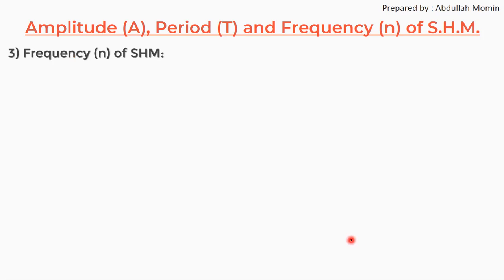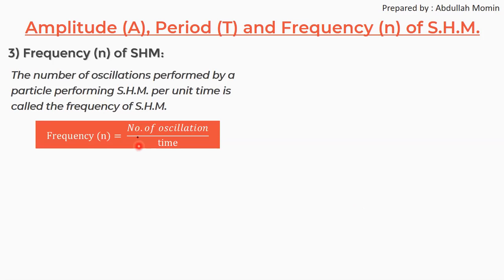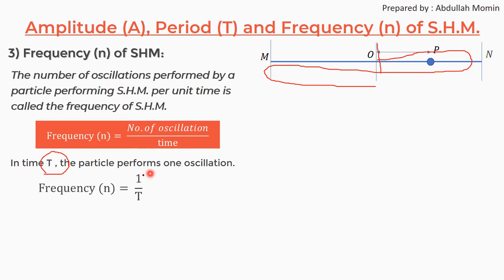Now the frequency of SHM. Frequency of SHM is the number of oscillations performed by a particle performing SHM per unit time. In time T, the particle performs one oscillation when it starts from the mean position. So to complete one oscillation, it takes a time of capital T. So we write frequency n: the number of oscillations is 1 and the time taken is T. So n is equal to 1/T.